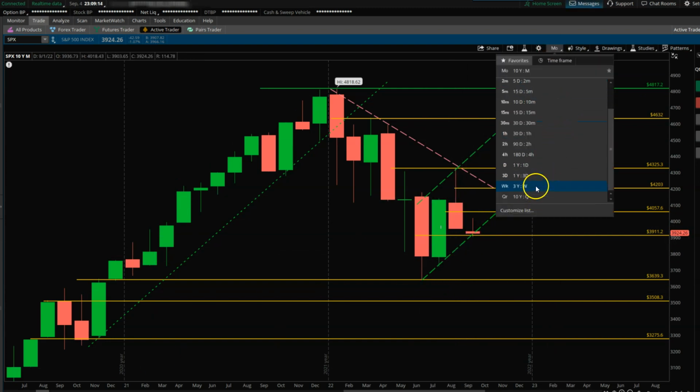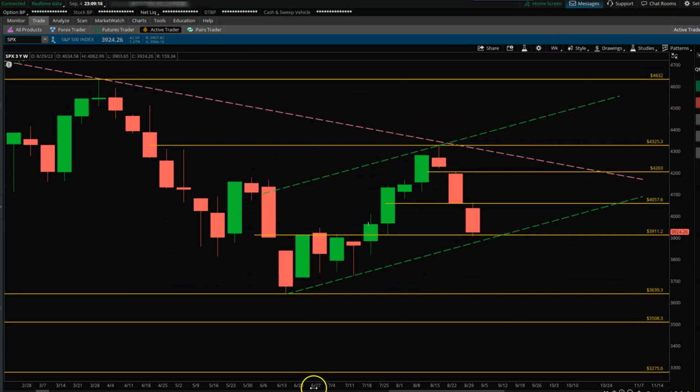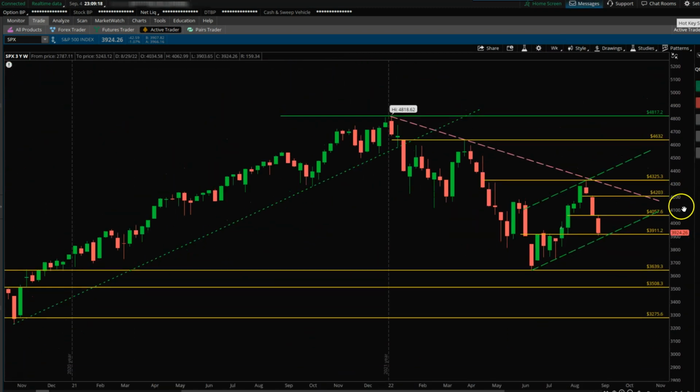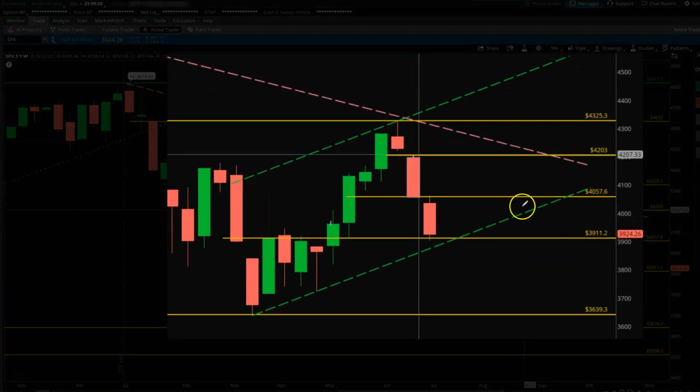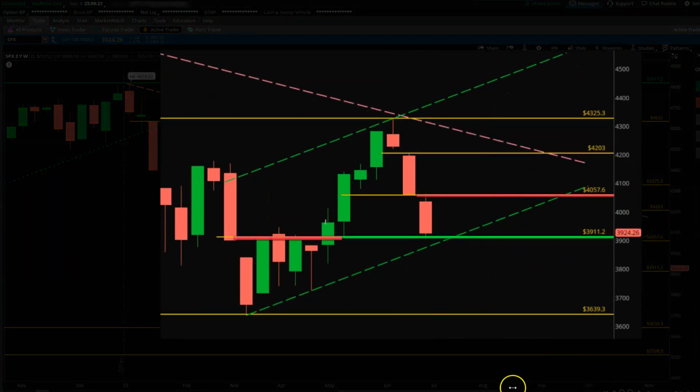If I show you a weekly view, we are sort of there, right? We have this good dump to the downside, back to back, 2 to 3 weeks, all the way from 43.25 to 39.11. That's where you would expect some bounce to occur.